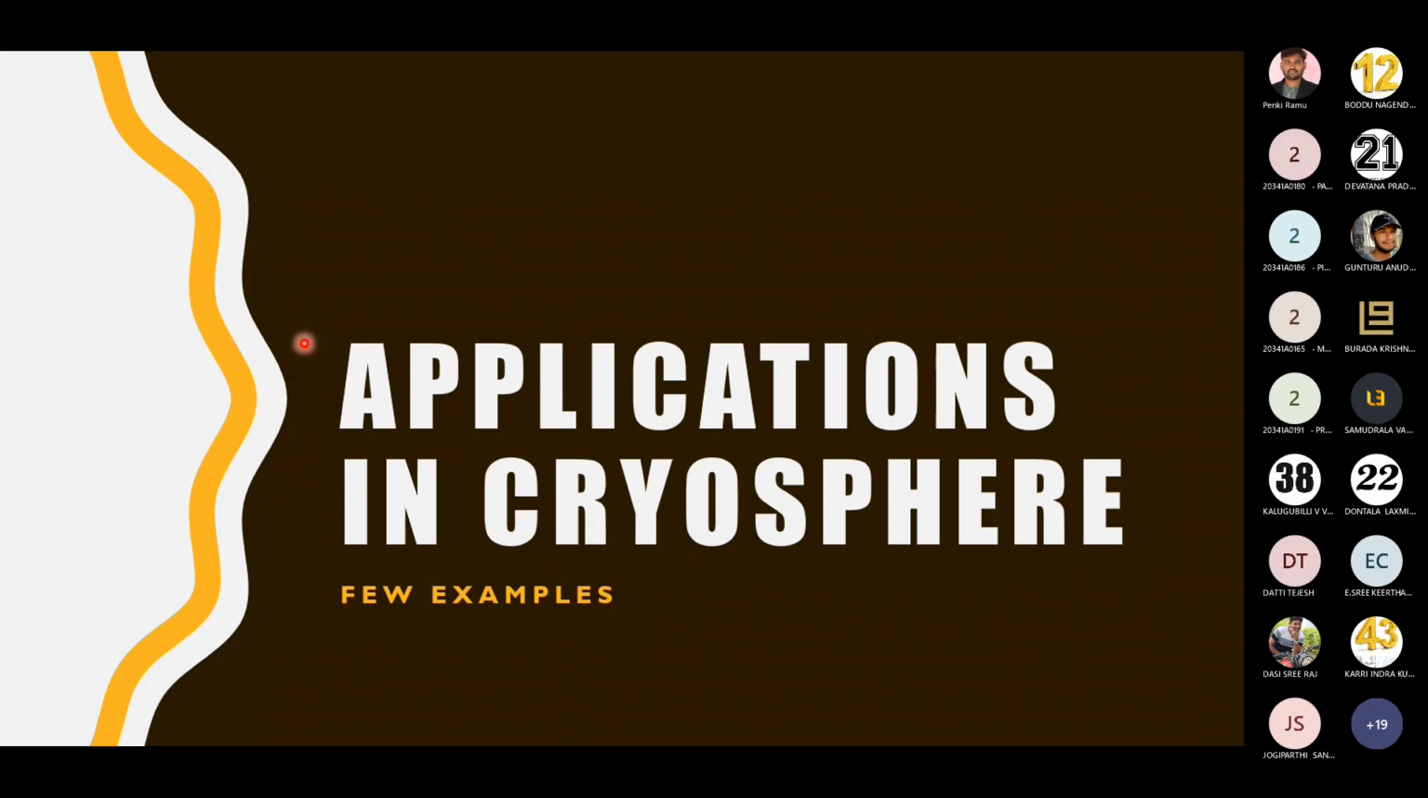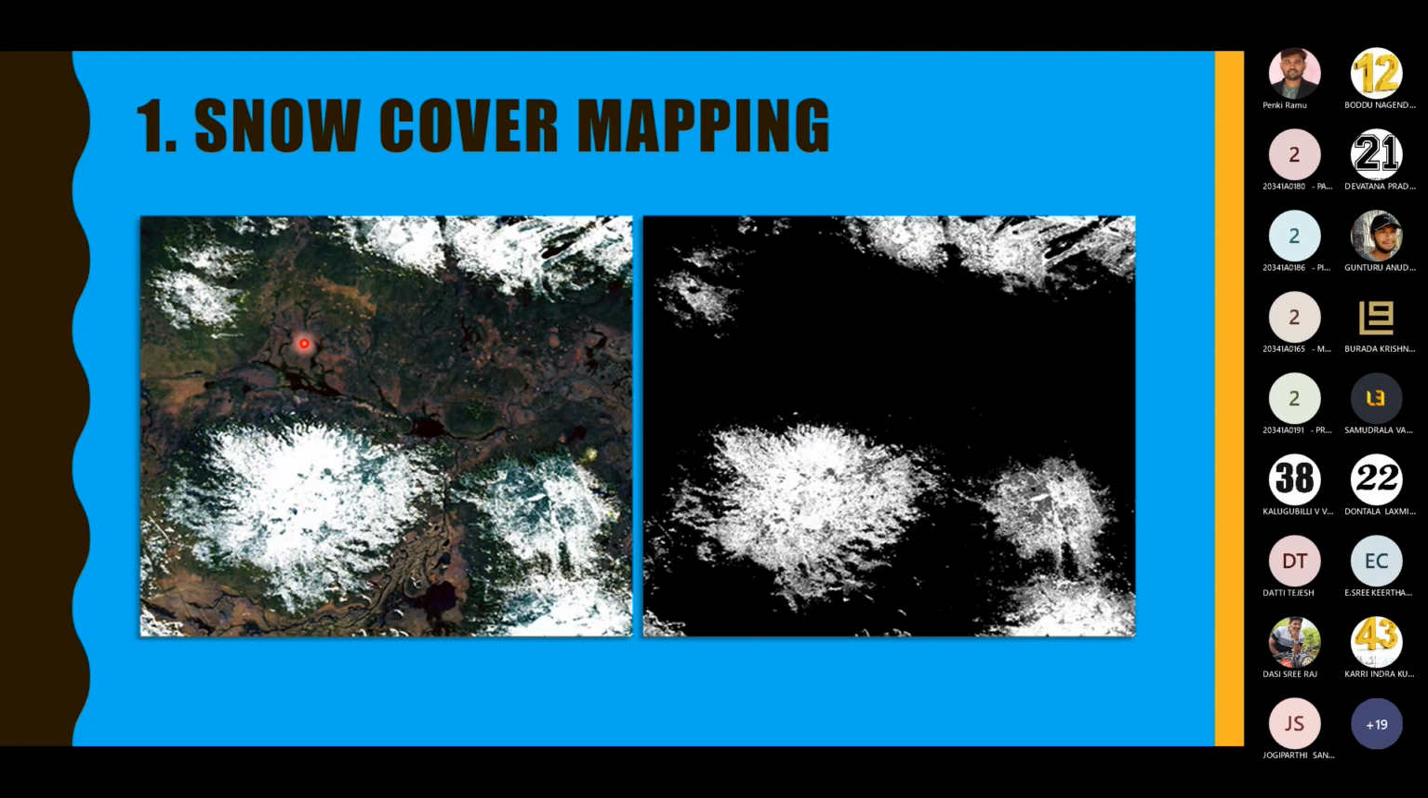Now moving on to the different applications in the cryosphere. I'll try to wind up in the next 10 to 15 minutes. The first application of remote sensing in the cryosphere is snow cover mapping.